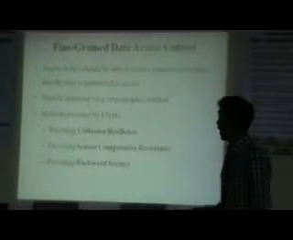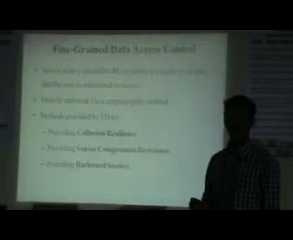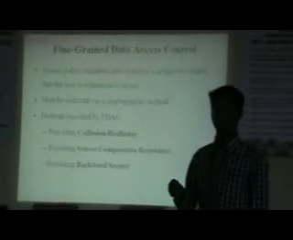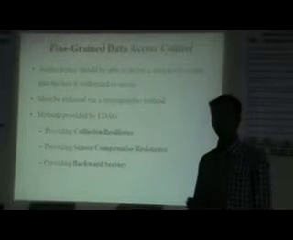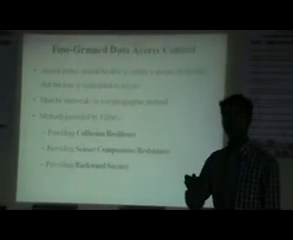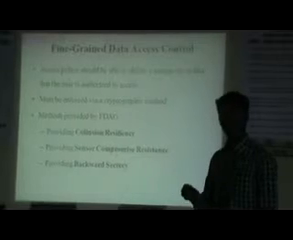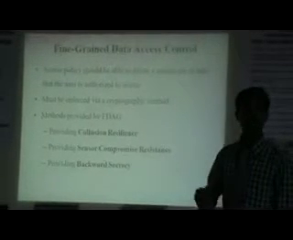The next one is fine-grained data access control. It's one of the techniques to protect or to improve the performance of the sensor. First one is collision resilience. That means we can avoid the collision while sensing the data. By using this technique, we can avoid the collision during the sensing of data.